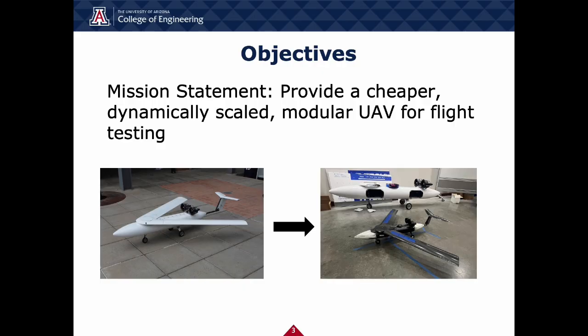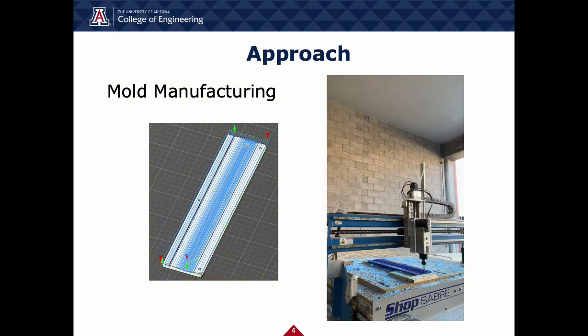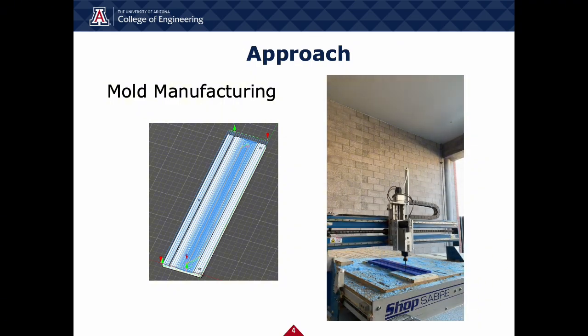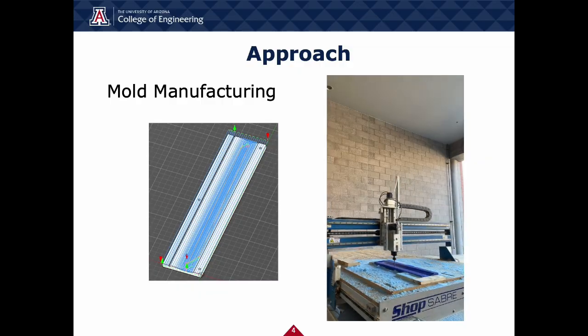Our team, 26012, designed, built, and flew a scaled-down model to determine the feasibility of the Swan as a flight testbed vehicle. The process of manufacturing our aircraft began with the wax molds. We utilized computer-aided manufacturing software and a CNC router in order to create molds with a complex geometry of our nose cone, wings, and T-tail.